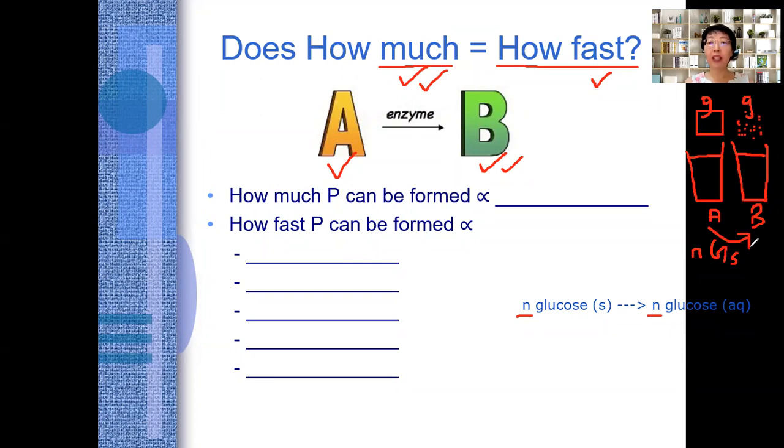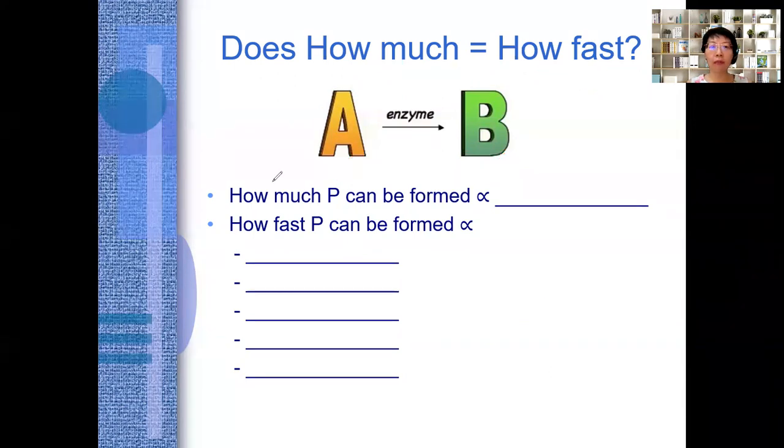B dissolves faster, right? Because B has a larger surface area to volume ratio, so it will dissolve faster. The surface facing the water is small, so it dissolves faster. Can you see that? How fast a reaction takes place has nothing to do with how much you have, and how much you get has nothing to do with how fast you get. This is a very important thing that you need to know.